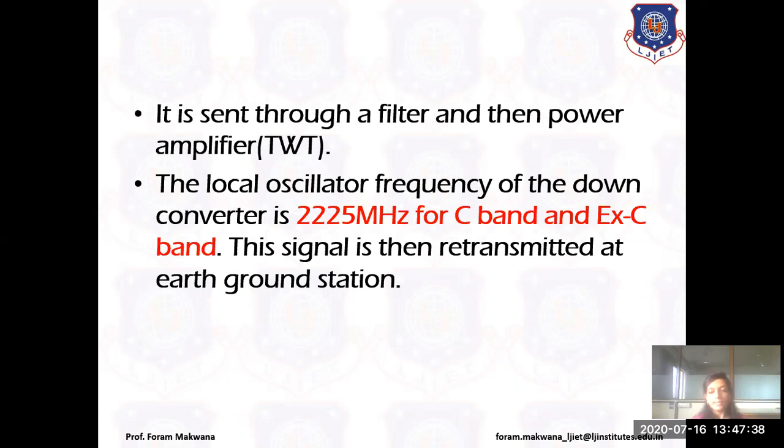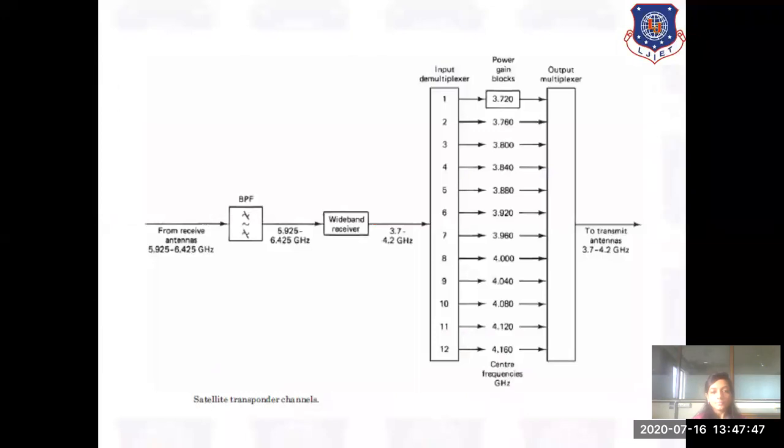And that signal is going to be retransmitted to each earth station. Okay. Now, how many transponder channels are there? Over here, the received signal has a frequency range of 5.925 to 6.425 gigahertz.